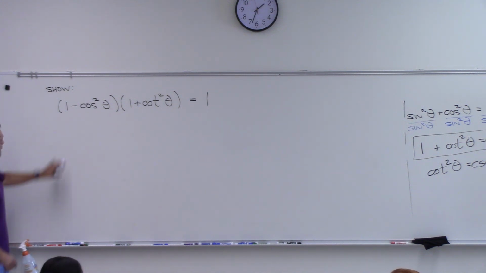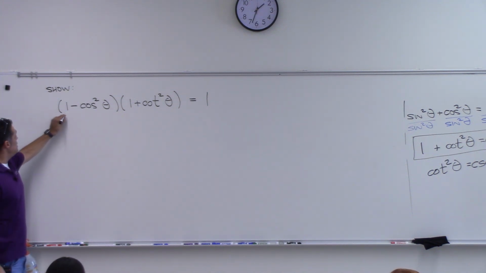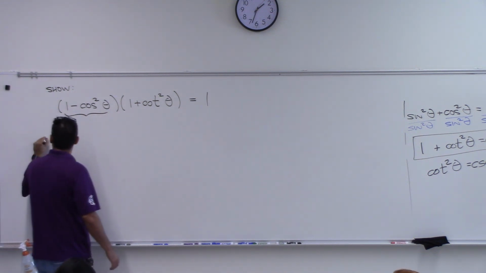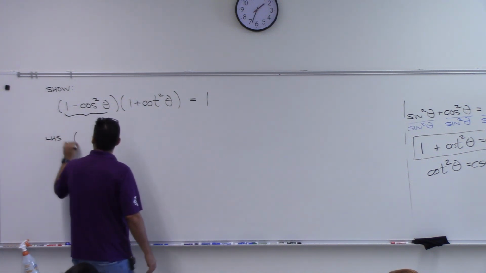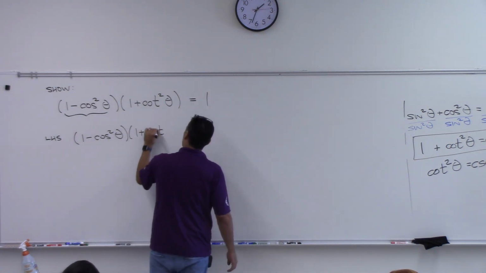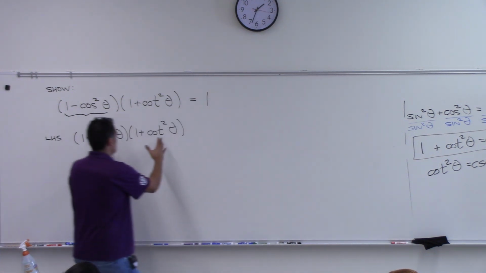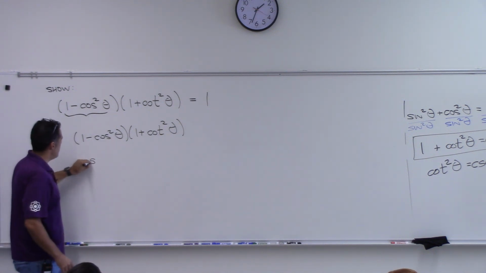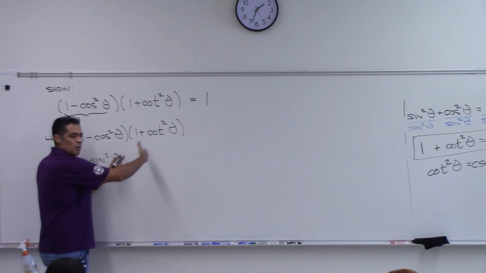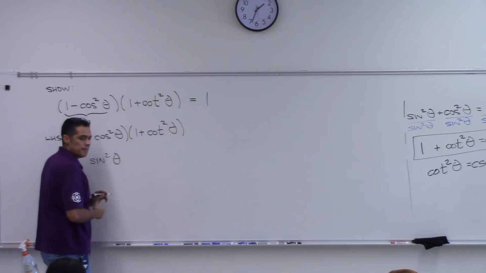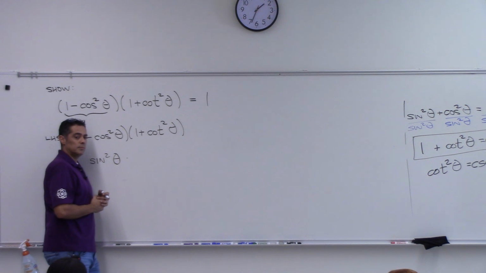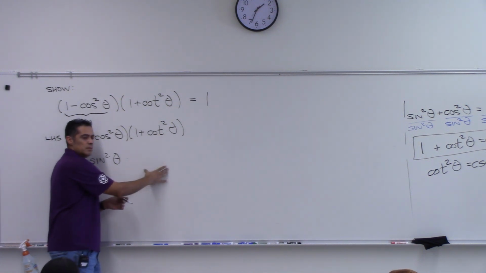Change the first factor to sine squared theta. Okay, so you see the Pythagorean identity here? Everyone see that can be changed to sine squared theta. All right, so I'm going to start at the left-hand side. I'm going to go ahead and write it down: 1 minus cosine squared theta, and then here 1 plus cotangent squared theta. And that's my left-hand side. And then you want me to rewrite this as sine squared theta. Everyone buy that? You want me to just write this now? Do you want me to just write 1 plus cotangent squared theta here?